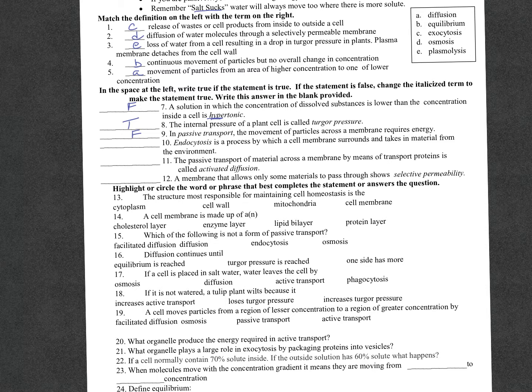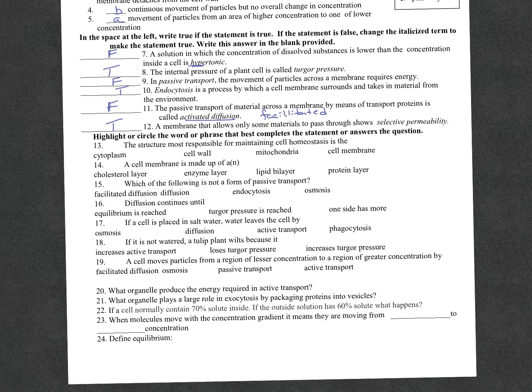Endocytosis is a process by which a cell membrane surrounds and takes in material from the environment. Yeah, that's correct. That's true. Passive transport of material across the membrane by means of transport proteins is called activated diffusion. Well, that's false. That's not something we've ever used. It's facilitated. A membrane that allows only some materials to pass through shows selective permeability. That's true. The structure most responsible for maintaining cell homeostasis is the cell membrane, which we've already answered.